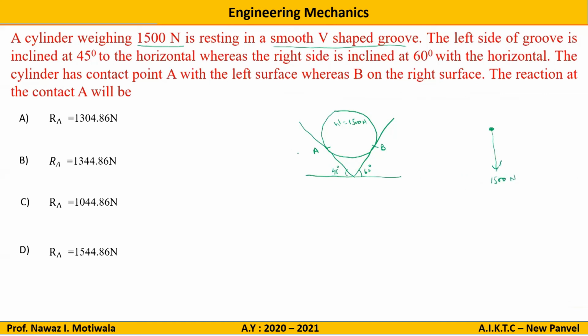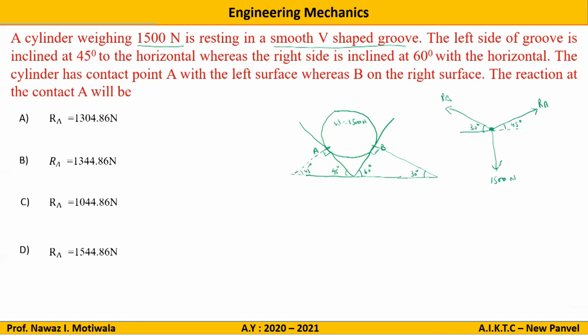Then reactions from contact surfaces. Here it is a contact, so the reaction will be perpendicular to the surface, from the surface to the body. So there is a reaction RA acting at an angle of 45 degrees. How 45 degrees? This is 90, this is 45, so this angle will be 45 degrees. Similarly, here the reaction will be perpendicular to the surface. This is 90, this is 60, so this will make an angle of 30 degrees. So here there is a reaction RB with an angle of 30 degrees.